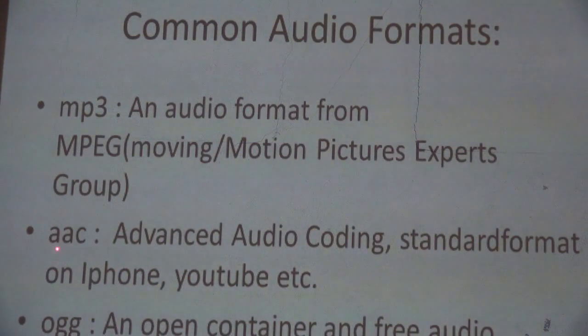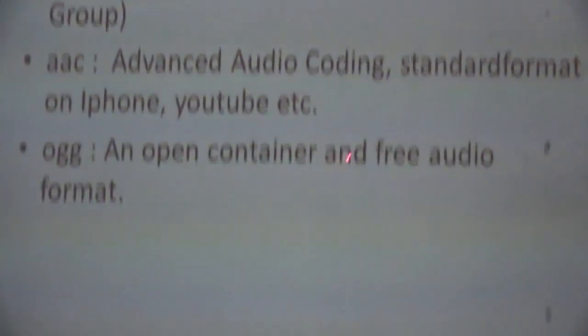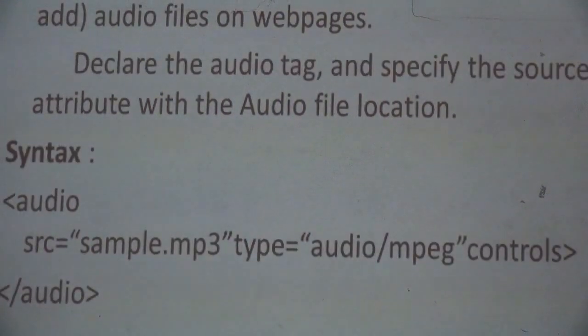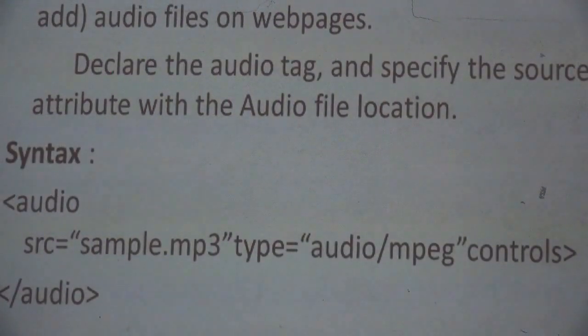The second format is AAC. The long form of AAC is advanced audio coding. It is a standard format on iPhone, YouTube, etc. This is used on iPhone or YouTube, etc. The next audio format is OGG, an open container and free audio format. Audio tags. The audio element enables you to embed or add audio files on web pages.